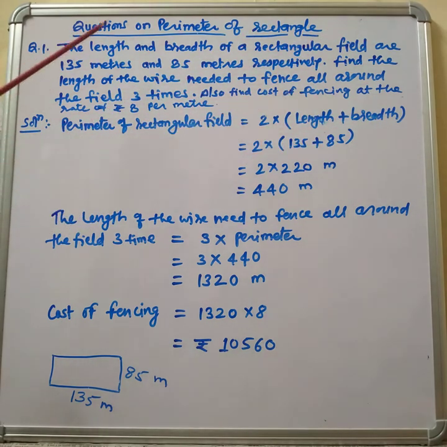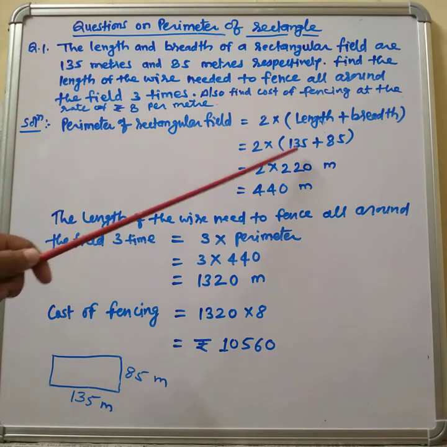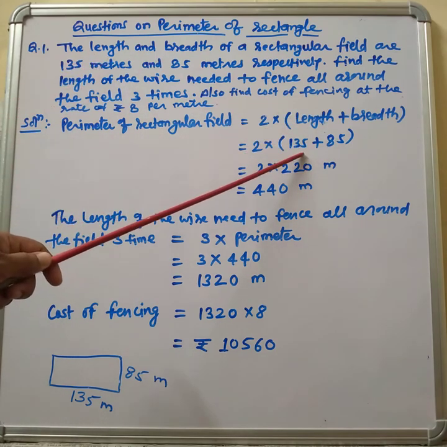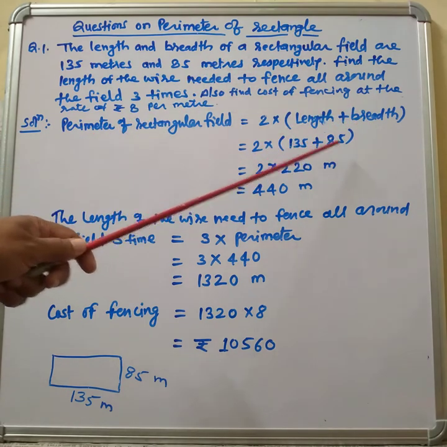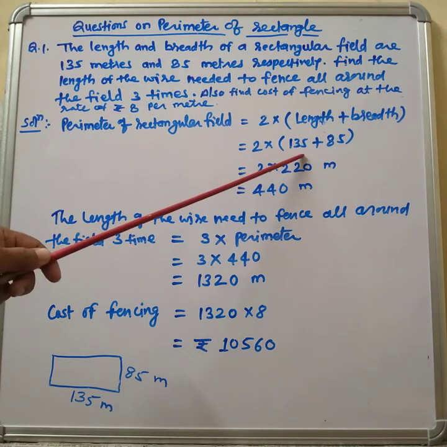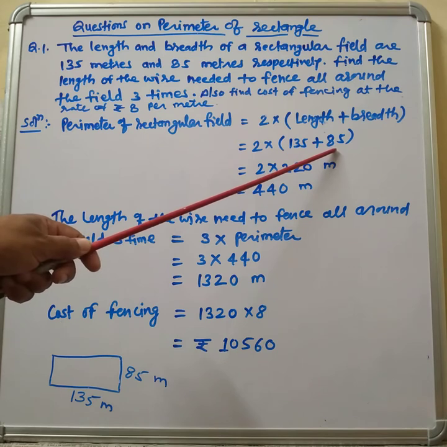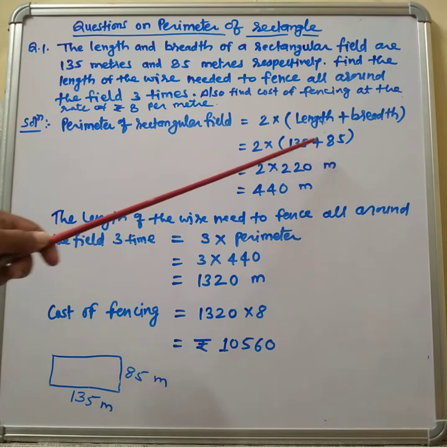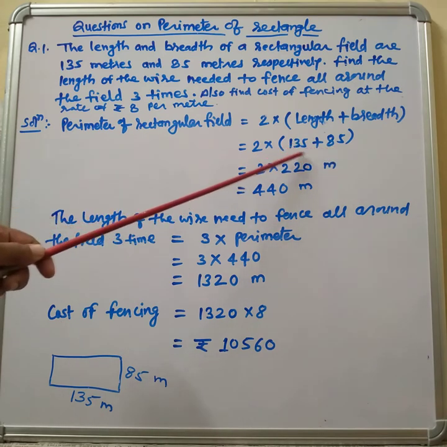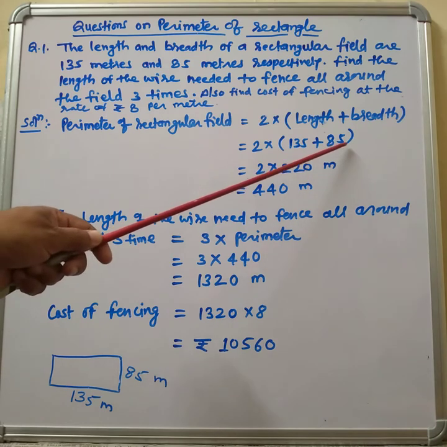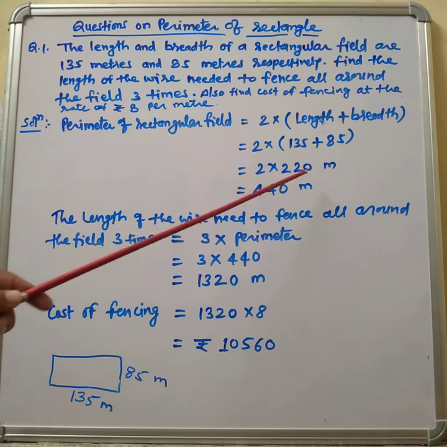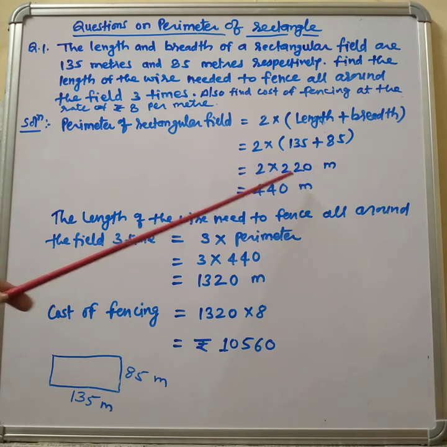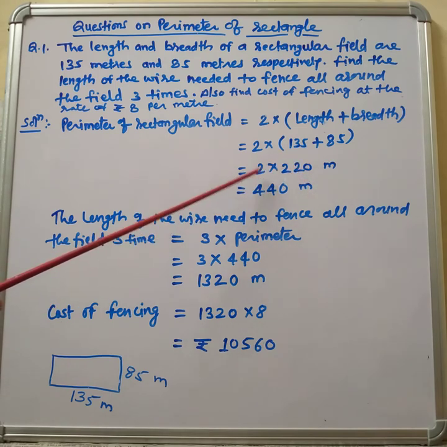Now, length is given 135 meter, so we write length 135 meter. Breadth is given 85 meter, so here 85. Now, we have to add 135 plus 85 at first. Bracket first. So, 135 plus 85 is 220. Now we have to multiply this 220 meter by 2.